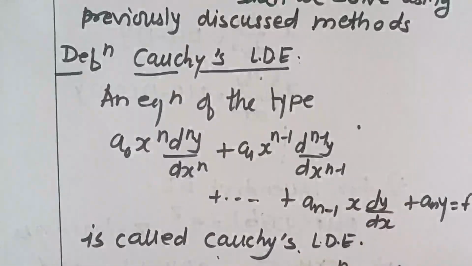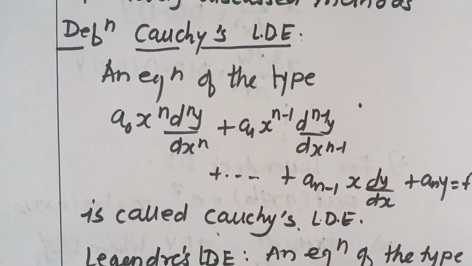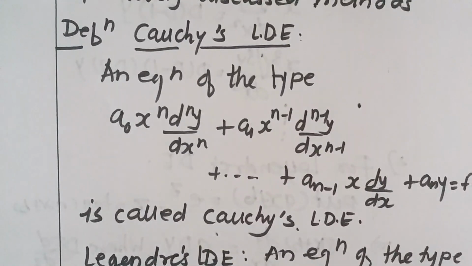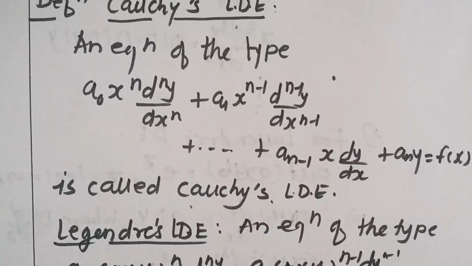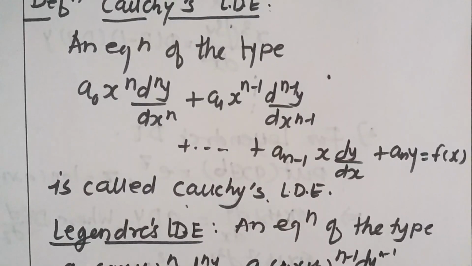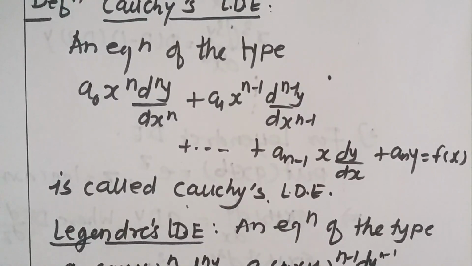Cauchy's linear differential equation. An equation of the type a0 x^n d^n y/dx^n plus a1 x^(n-1) d^(n-1) y/dx^(n-1) plus ... plus a(n-1) x dy/dx plus an y equals f of x is called Cauchy's differential equation.